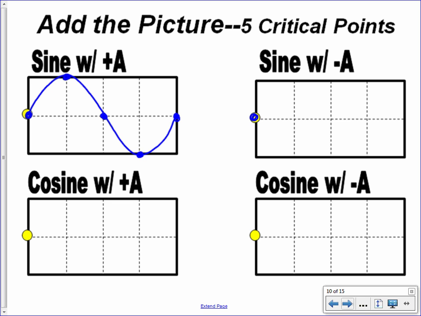How is the sine with a negative A going to look different? It's going to go down first.